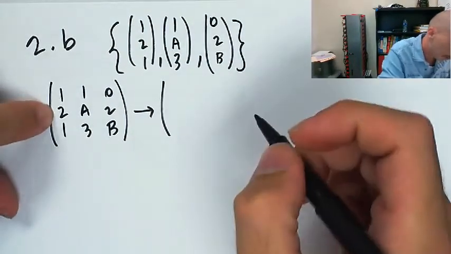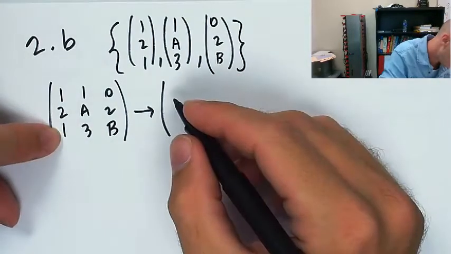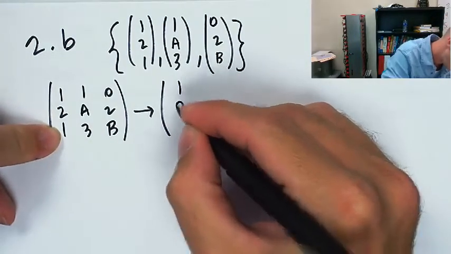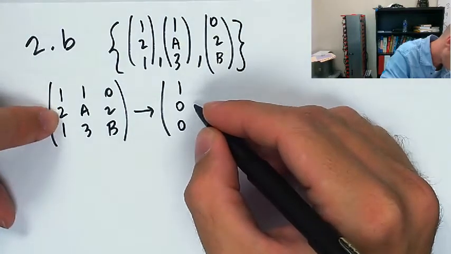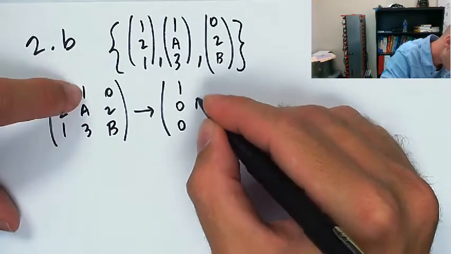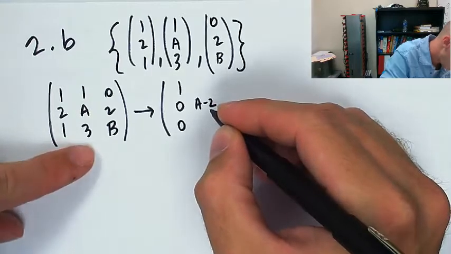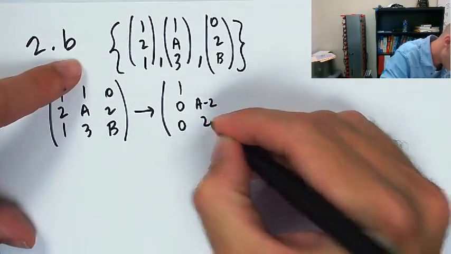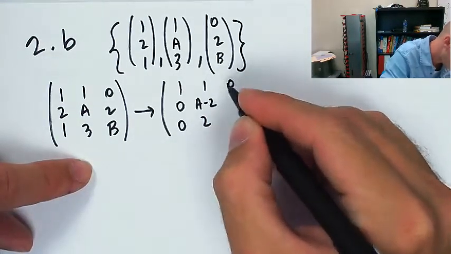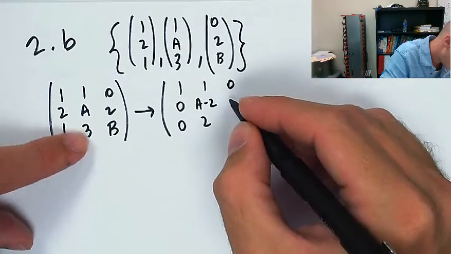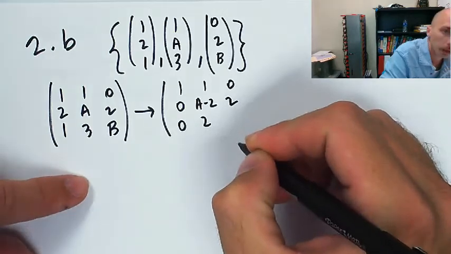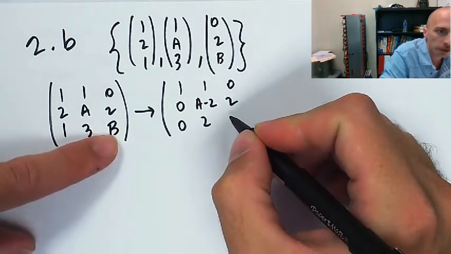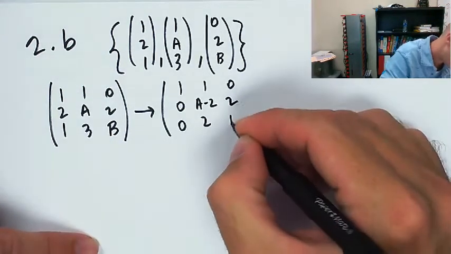So I'm going to subtract 2 copies of row 1 from row 2 and subtract row 1 from row 3. All right. Okay, so I'll take A minus 2 times 1. And then 3 minus 1 is 2. Okay. Then I think I took 2 minus 2 zeros is still 2. Then over here I took B minus 0, and that's still going to be B.